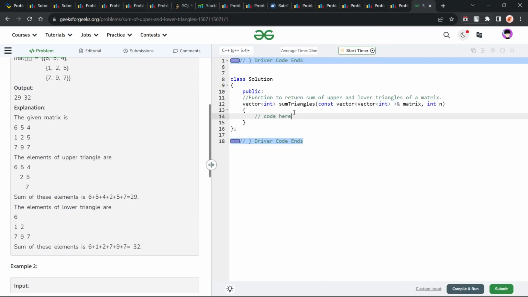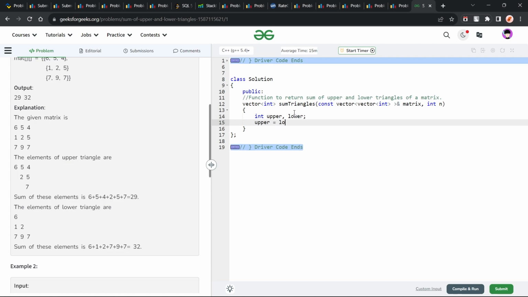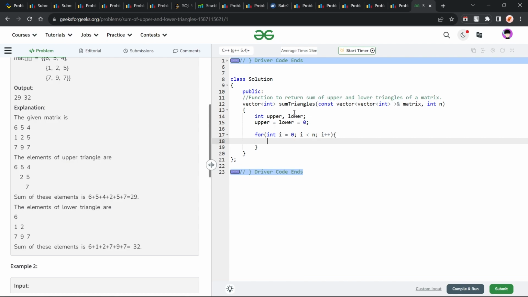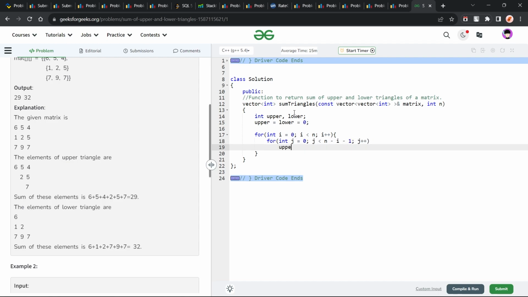And let me quickly code this for you. I'm just going to declare int upper, lower. Both upper and lower are going to be 0 initially, and I'm just going to traverse through all the rows. This is just a basic question of finding the values. So j equals 0, j less than n minus i minus 1, j plus plus, and I'm just going to add it to the upper: upper plus equals matrix of i j.